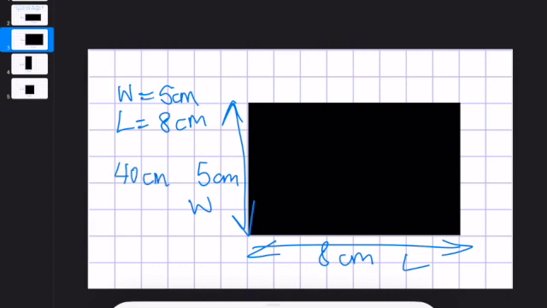Now, if you look at the top here, we can say A for area equals width times length. And that's called an equation. So area equals width times length. You could write length times width.